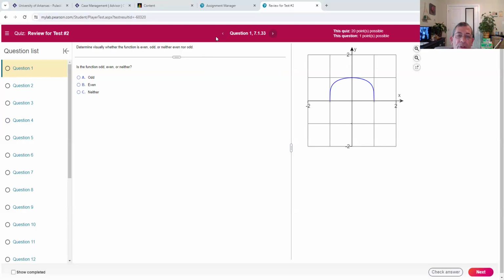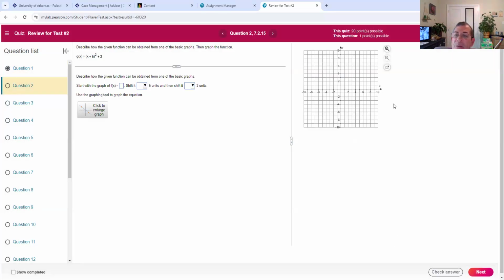So y'all, I'm going to pull up my chat. Kieran, you're saying B, even. Good job. So that is definitely even because you can fold it over the y-axis and it'll land on itself. And y'all, it's also touching the x-axis 2 times, which is an even number. All right, so you'll put even, and then we'll go to the next one.